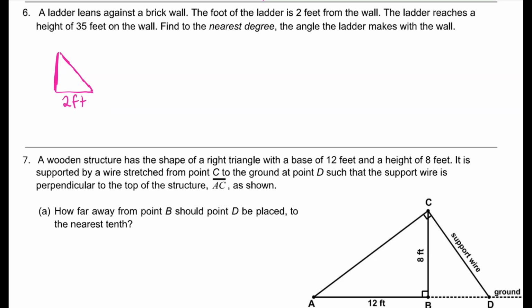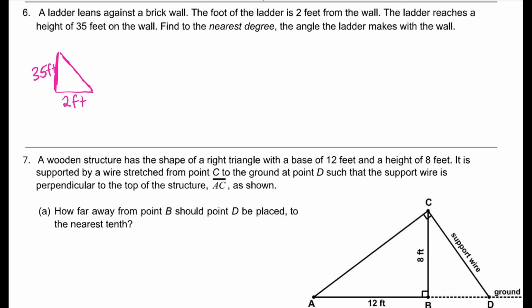This picture is not going to be drawn to scale, but that's okay. The ladder reaches a height of 35 feet on the wall. So that's not telling me the length of the ladder. That's telling me how far up the wall the ladder hits. So I'm going to label this side as 35 feet.